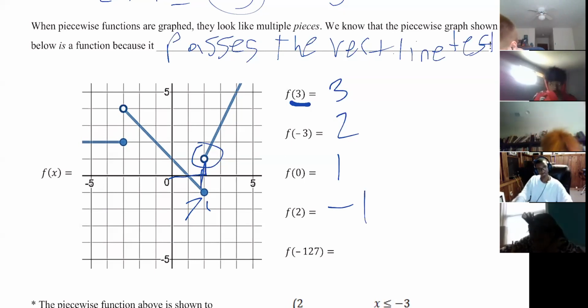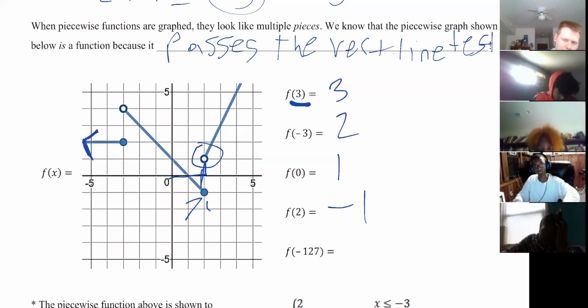Why does this say f of -127? Oh, okay. It doesn't show up on my notes. This is supposed to be a straight line. In theory, this function would be going to the left forever. So f of -127, even though it's off our graph, would just be up 2, because this is going to be 2 for every value over that way.